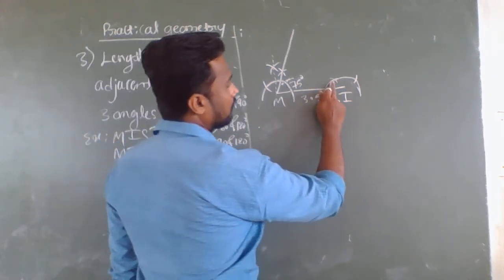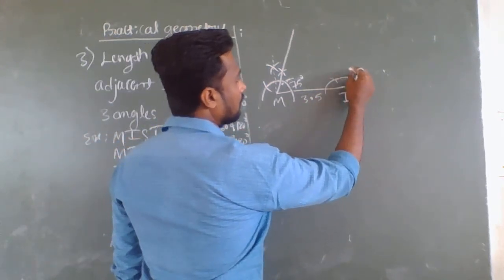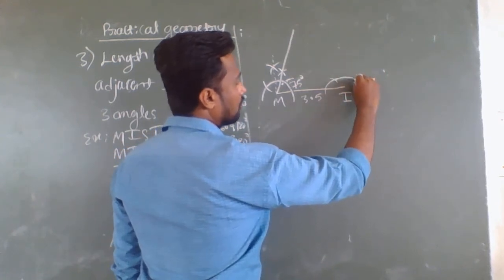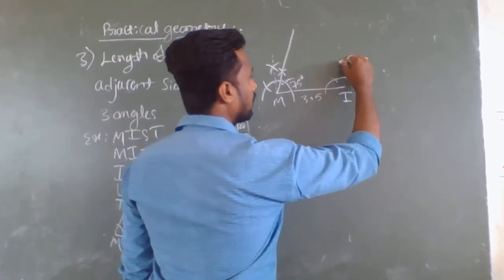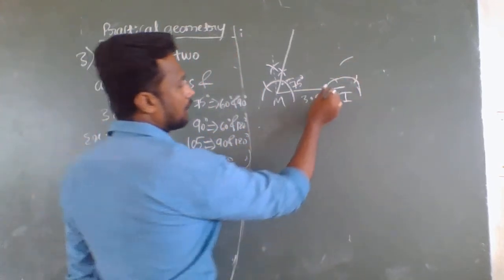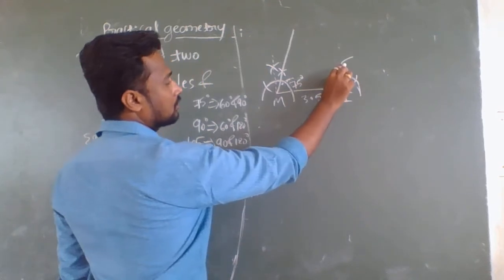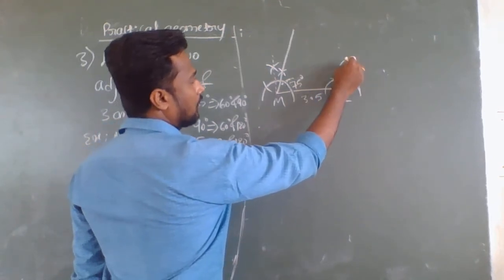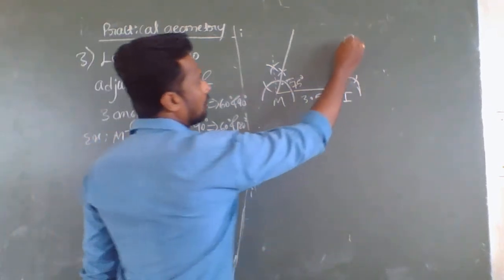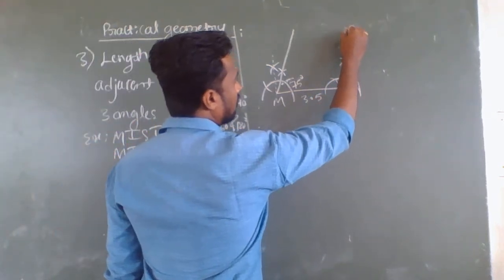90 degrees is between 60 degrees and 120 degrees. So here you should keep the compass on this point, 120 degrees. And again here you should keep the compass on 60 degrees, and you can draw an arc here. So now you got 90 degrees.